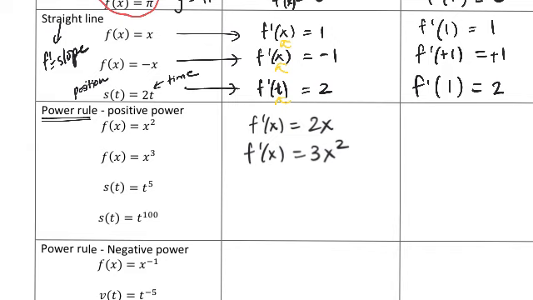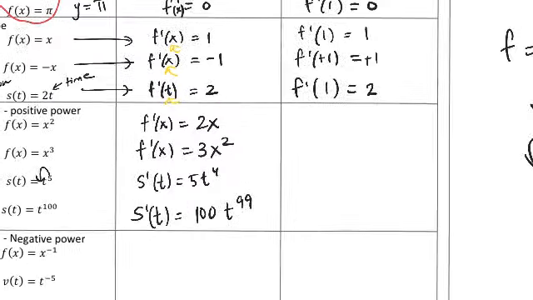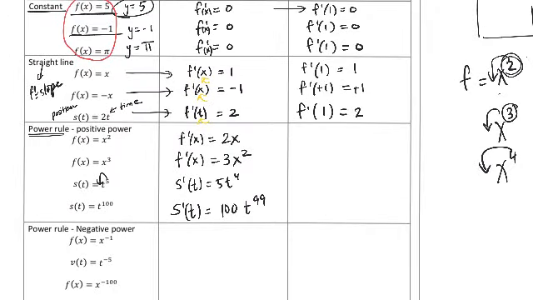s of t is equal to t to the 5. s prime of t would be 5t to the 4th. s of t is equal to t to the 100. s prime of t will be 100t to the 99. So that's very simple and very useful.